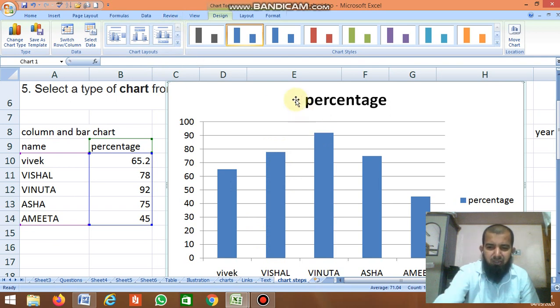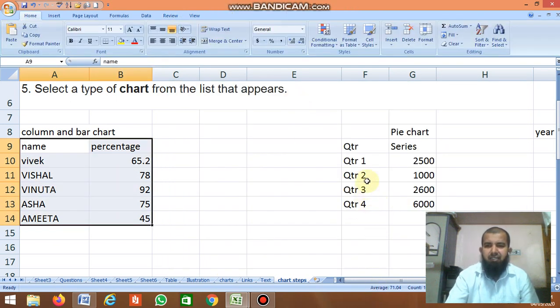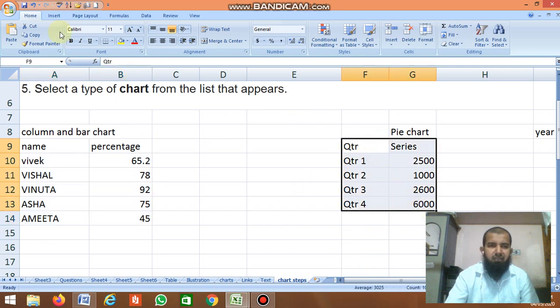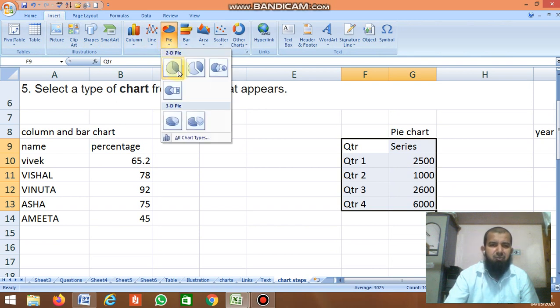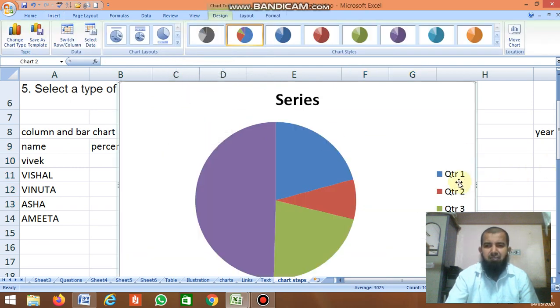If you want to draw a pie chart, select the data, then go to the Insert tab. Second, select pie. In pie also, 2D pie and 3D pie are there. Select which you want, just click it, and it displays. Quarter 1 is indicated by this color, quarter 2 this color, quarter 3 this color, like this. Clear, no? This is how to create a chart.